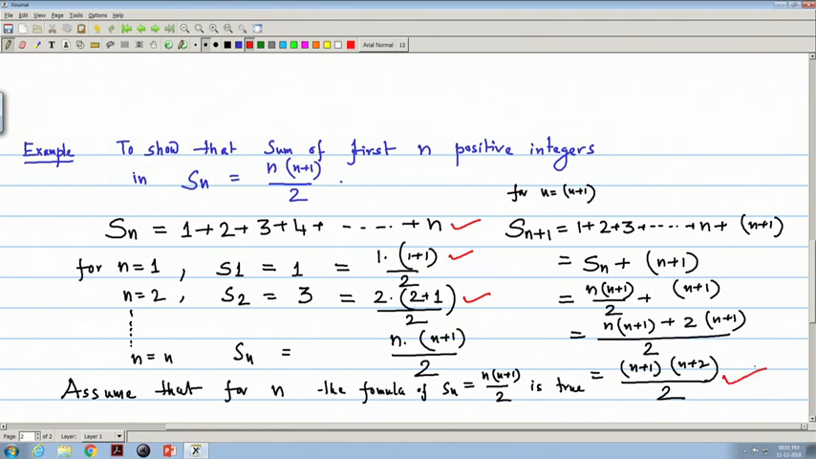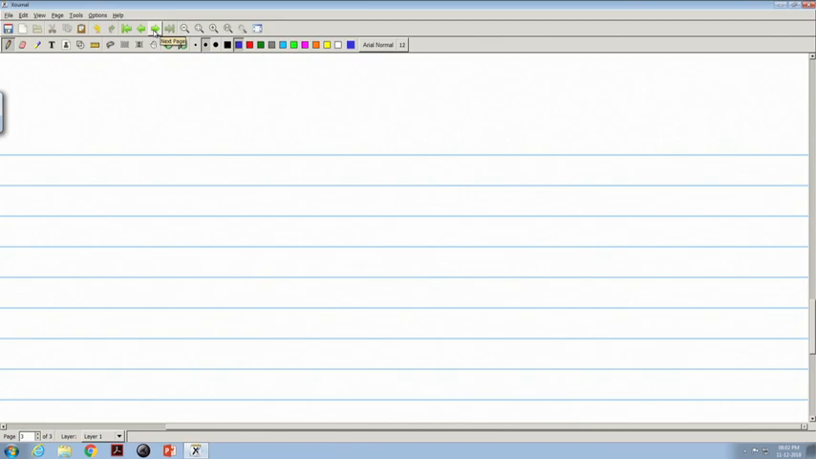So, now we can claim that Sn is equal to n into n plus 1 by 2, this is true for any value of n. So, this is true for all values of n. So, now we can give the principle of mathematical induction.